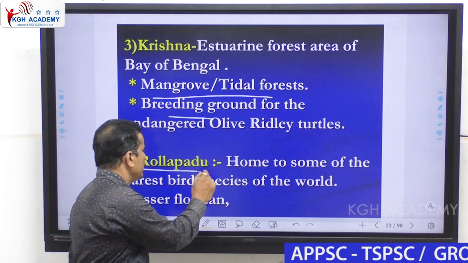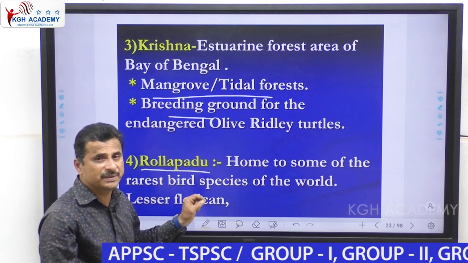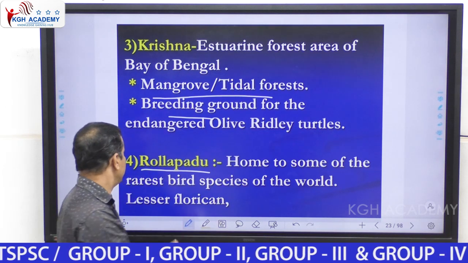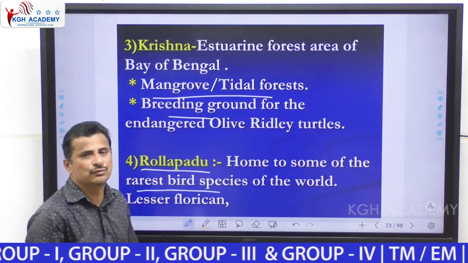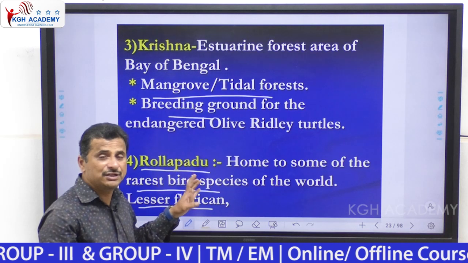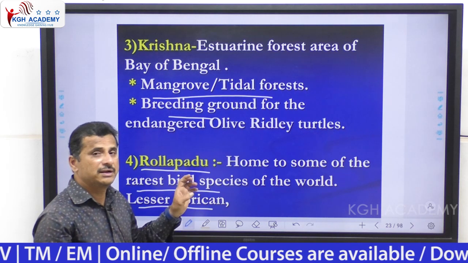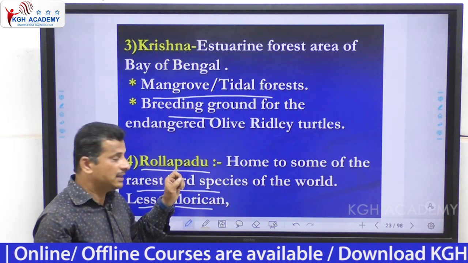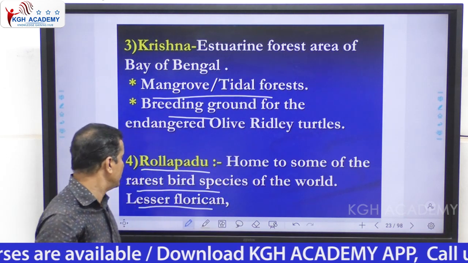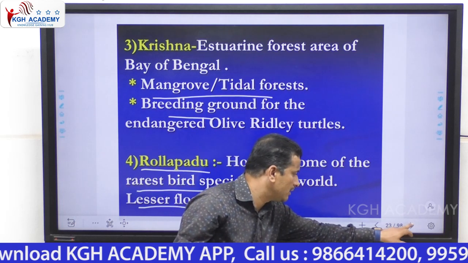And next, Rollapadu Wildlife Sanctuary. This is also important because many endangered species are present here, particularly bird species, home to some of the rarest bird species of the world. So what is that? The lesser florican. Here some rare endangered species are present in this Rollapadu Wildlife Sanctuary, particularly birds; the lesser florican bird is very famous. That's why this is home to some of the rarest bird species of the world. One example is the lesser florican.